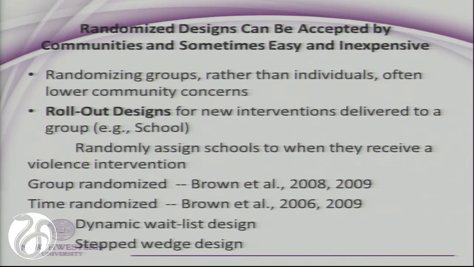We've used that by randomly assigning when schools receive a violence intervention. And I'll give you an example of this one. There's some technical words that people have used: dynamic waitlist design, stepped wedge design. But I think those wordings sort of push people away. And I think we need to use some simple rules about rollout designs. I think they're really useful for evaluating policies as we move into new programs.